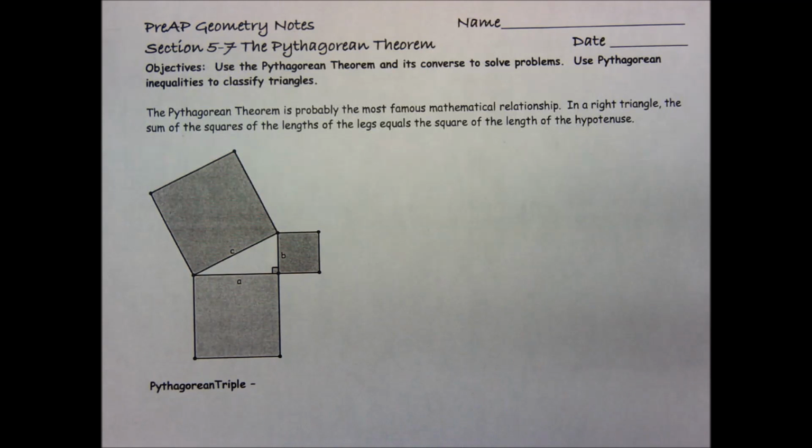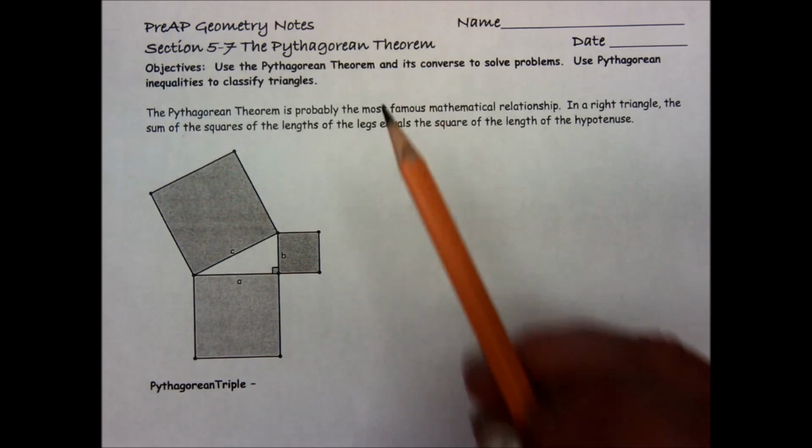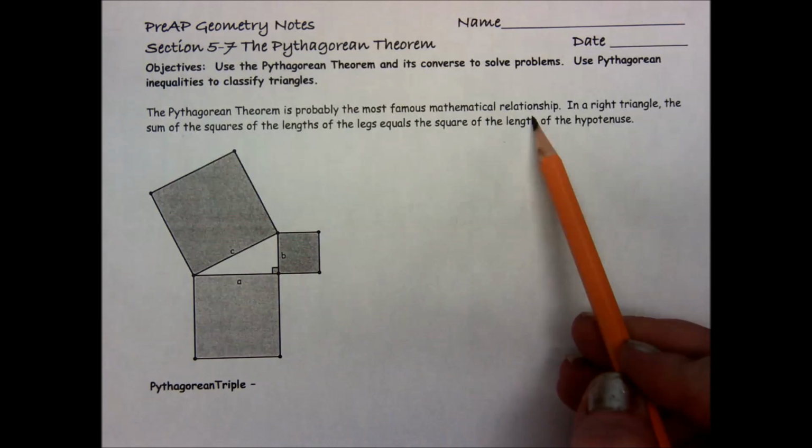So today we're going to talk about the Pythagorean Theorem. We're going to use the Pythagorean Theorem and its converse to solve problems, and we're going to use Pythagorean inequalities to classify triangles. So it says the Pythagorean Theorem is probably the most famous mathematical relationship.